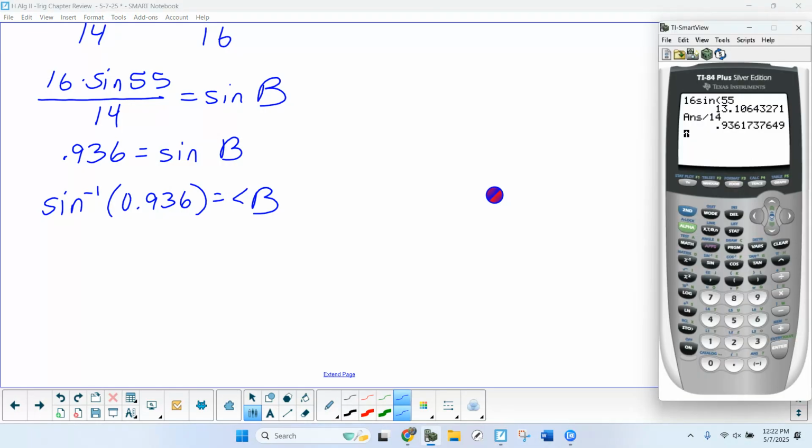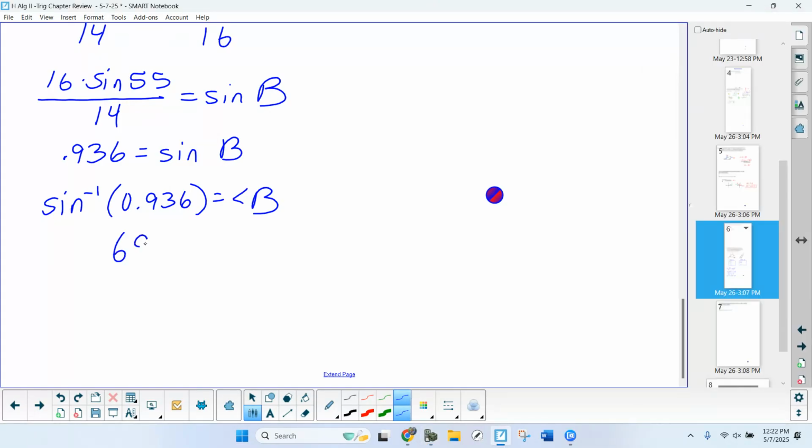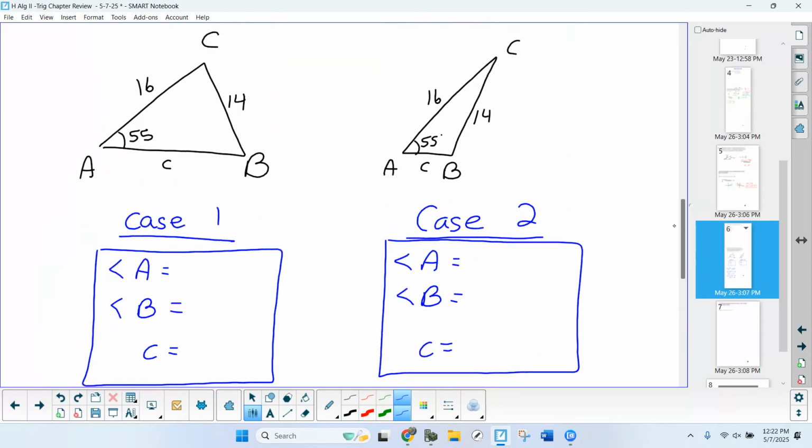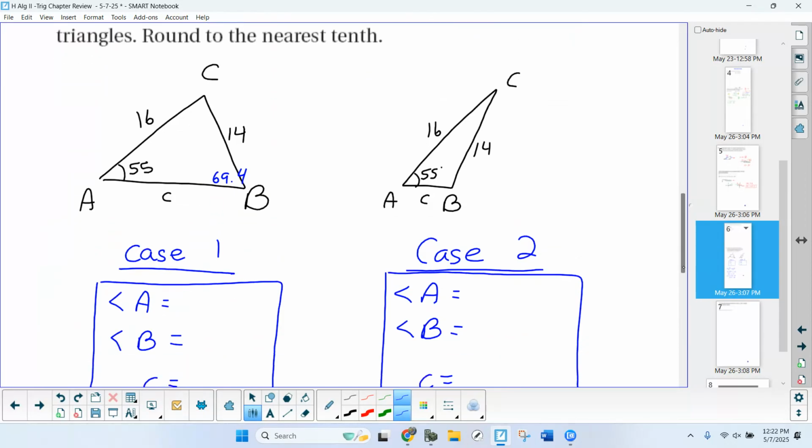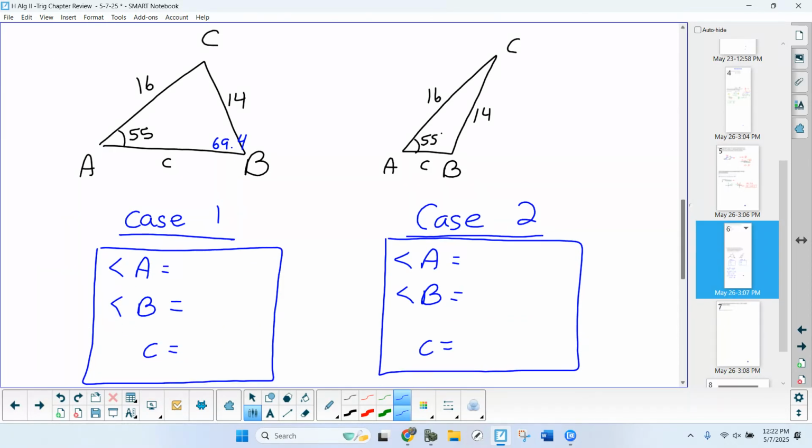So second sine, second answer, and you got what? 69.4. So 69.4 equals angle B. Did you guys get angle B okay? All right. So now I'm going to come up here and label this. How did you then get angle C? I did the sine of 55 over... Angle C?